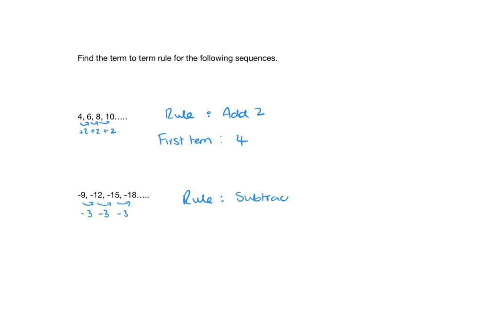Now I'm also going to state my first term. So my first term is minus 9. And these are my term-to-term rules.